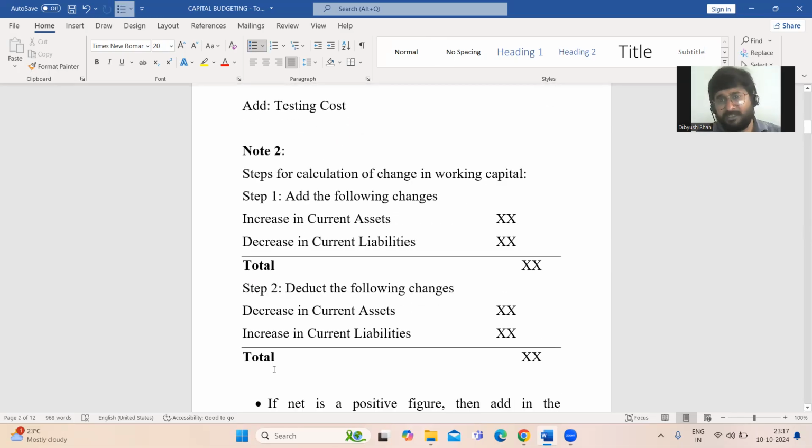If net is a positive figure, your working capital investment has increased. You should treat it as an initial outflow at the beginning of the project in year 0. Remember, this investment will be recovered at the end of the life of the project in terminal cash flow. If it is a negative figure, which is a rare case, I have not generally seen it in multiple choice questions or case studies. But if it is a negative figure, you will deduct it, because that means your working capital investment has come down.